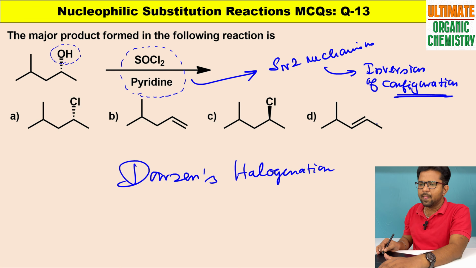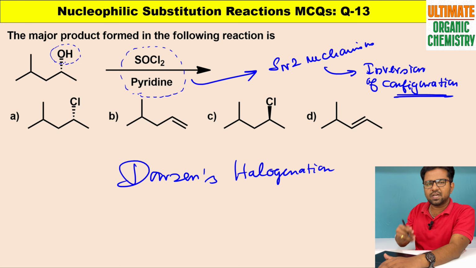You can check the video. In this case, the chloride will be approaching from the front side because the OH group is present at the back side. So the right answer is option C. It will give this product.